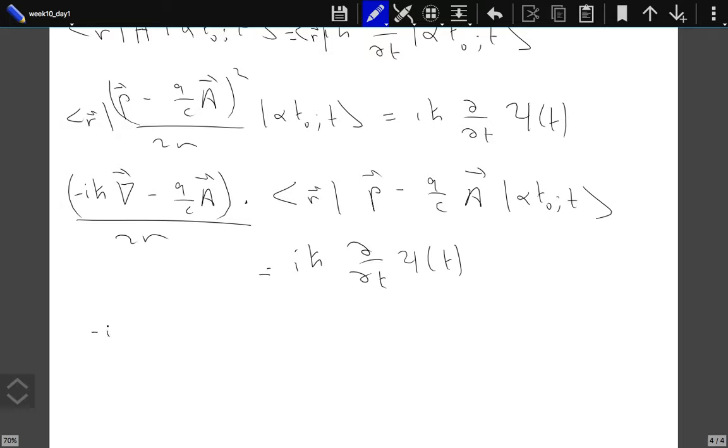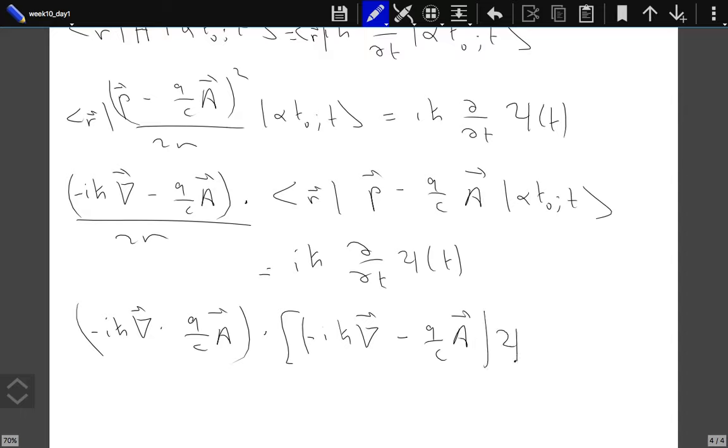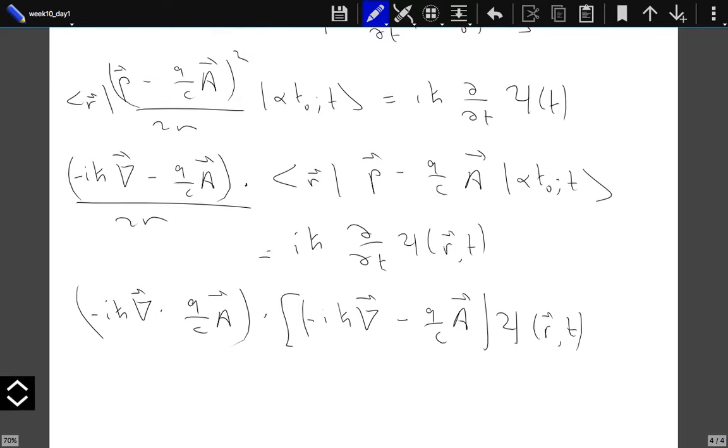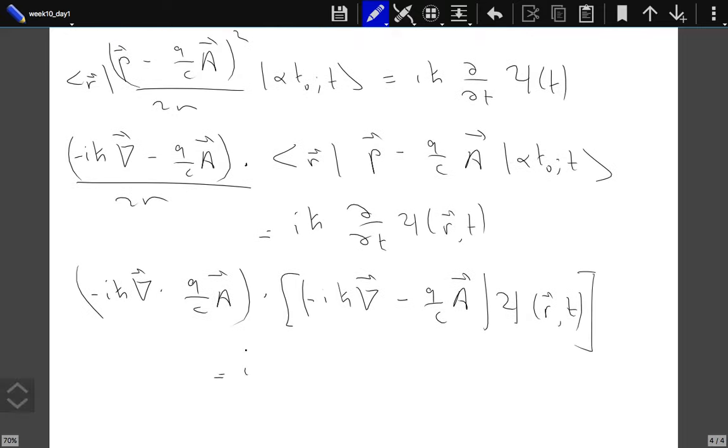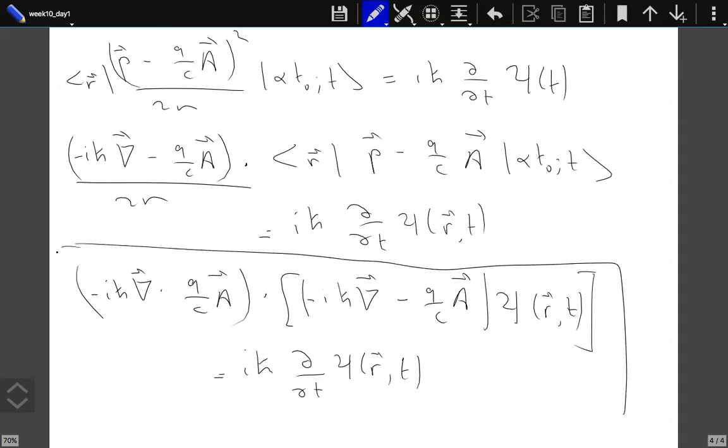And if I use it once more, I get minus I H bar, the gradient of Q minus C A, scalar product with minus I H bar, the gradient of P, now gradient, minus Q over C A, multiplying psi of R and T. This is equal to I H bar del by del T psi of R and T. This is our Schrödinger equation.